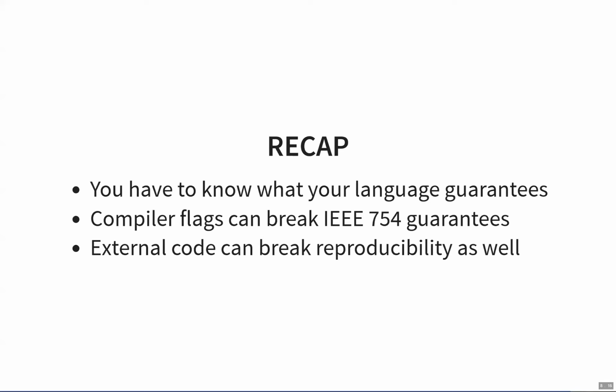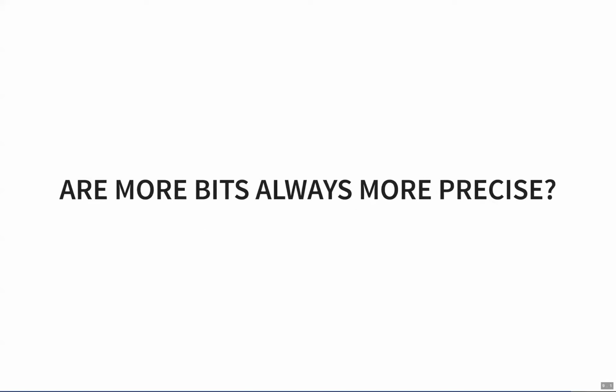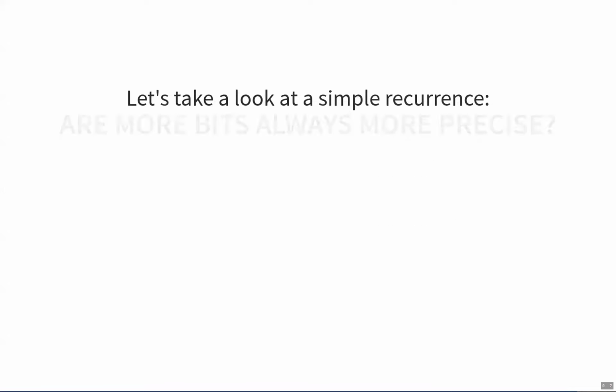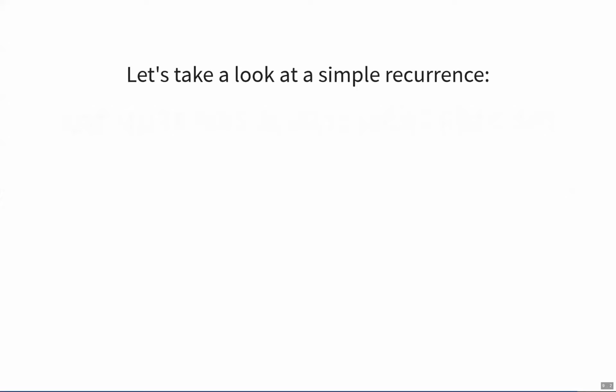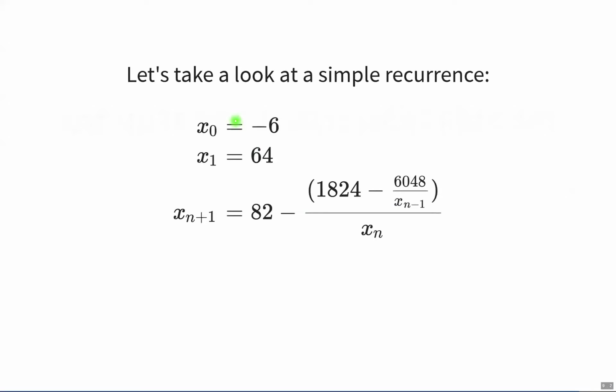Okay, we still have some time, so let's have one party trick. I said that more bits are better. I did say that this is true 99.999% of the time. Let's look at when this doesn't happen. Let's look at a simple recurrence. We have a first point, a second point, and every new point is computed like this.